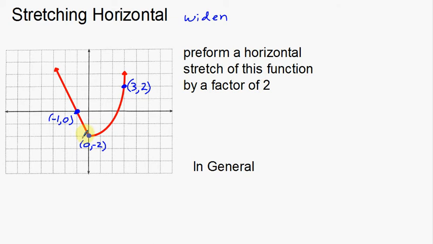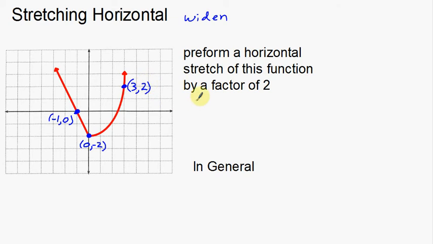Now, as we saw earlier with that picture, we're going to widen everything horizontally. Widen and horizontal are all descriptors of my x-axis. So we're going to stretch everything by a factor of 2. We're going to change all of the x-coordinates of these points by a factor of 2. So this is what it's going to look like.